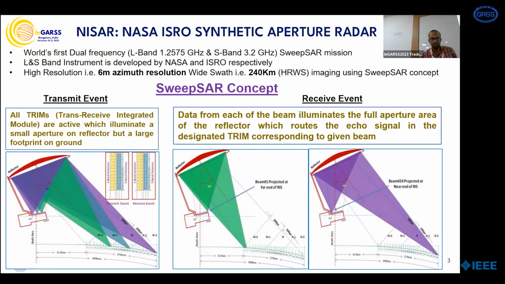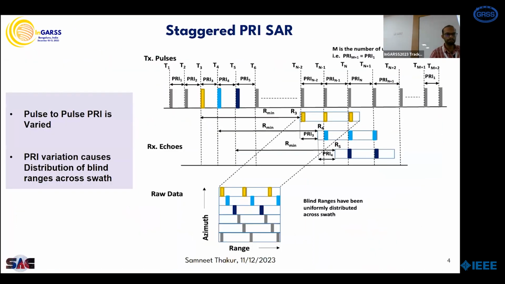While during the receive event, for each of the subswaths, using the SweepSAR concept, the reflected echoes from each subswath will be routed to the corresponding TRIM, and these receive beams will be added coherently using the digital beam forming process, and the full 240 kilometer swath data will be generated.